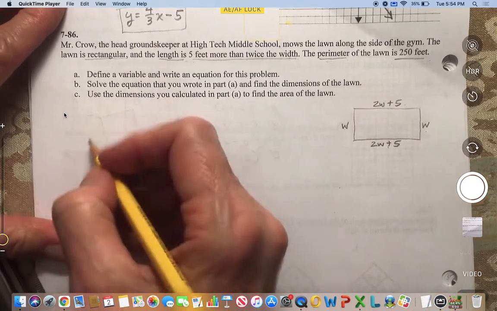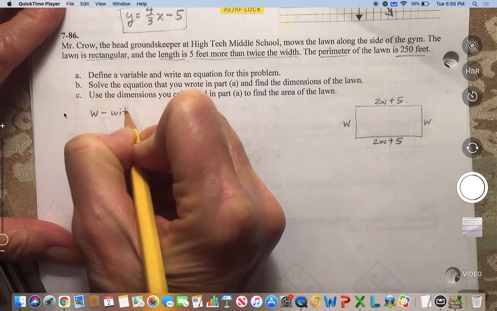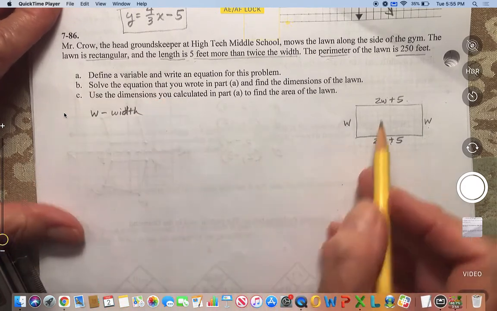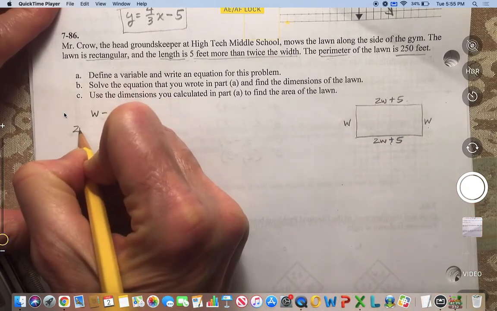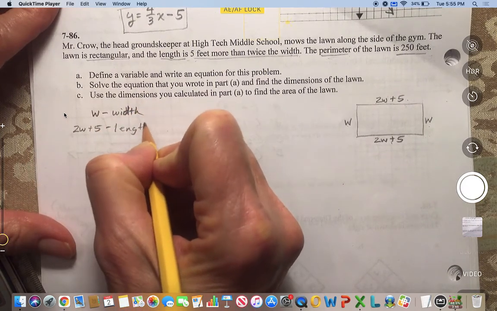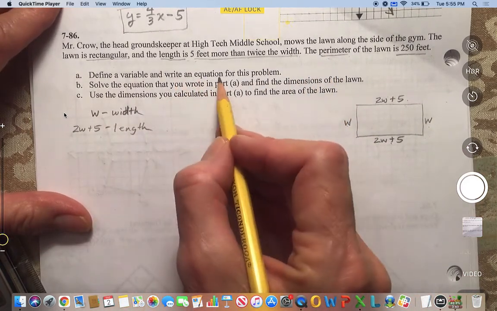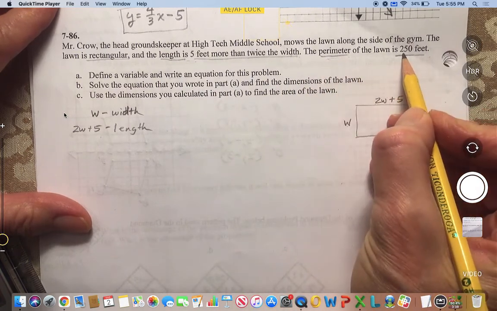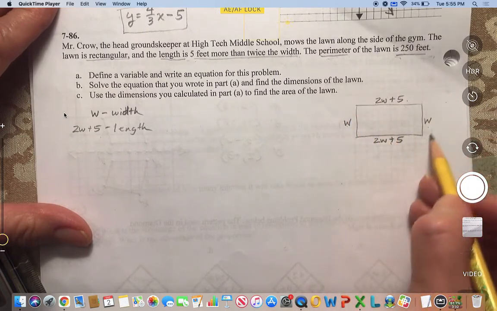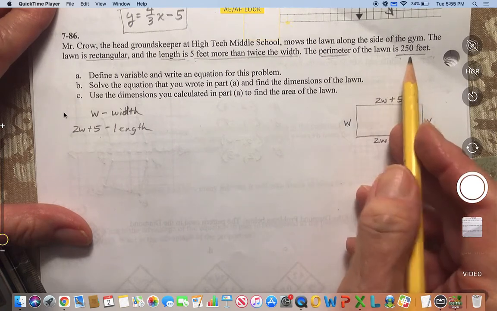So we've kind of defined our variable already. So W is width. And length is going to be 2W plus 5. So 2W plus 5 is the length. Okay. So we've defined our variables, and now we can write an equation. And this is the information we're going to use to write the equation, this 250 feet. And also the fact that if we add these 4 things up, they should equal 250 feet.